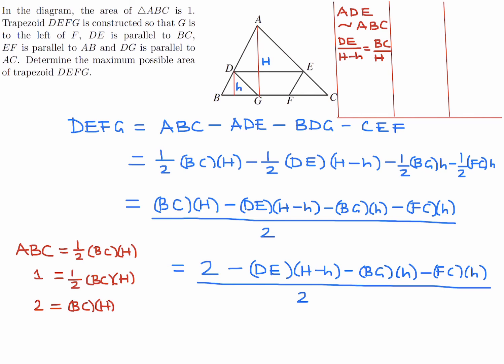And that's the similar triangles notation, I guess. So any combination of this will work. For example, you can rearrange this as DE over BC is equal to (H minus h) over H, and so on.